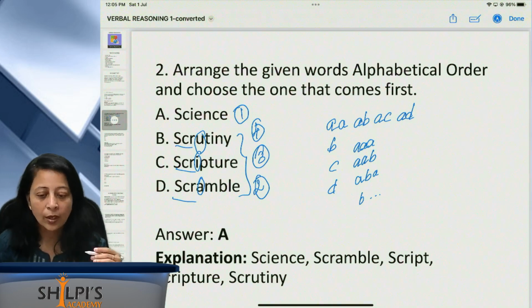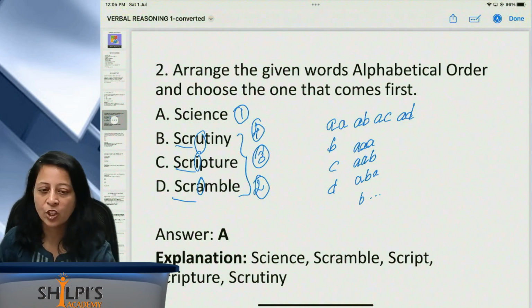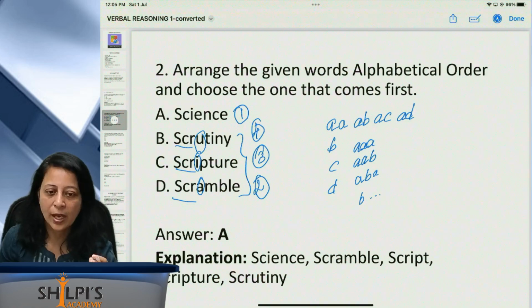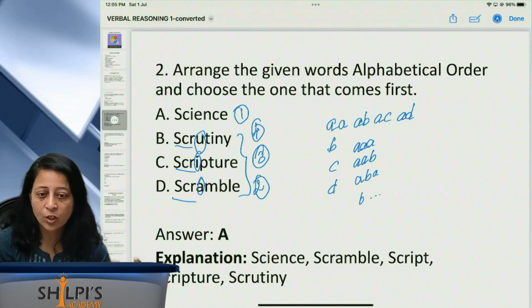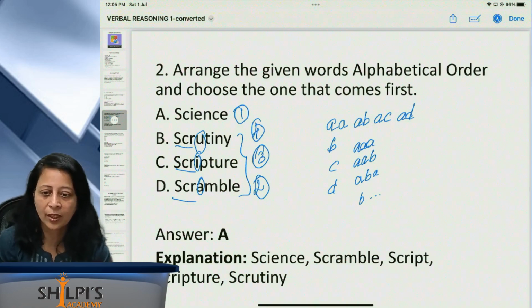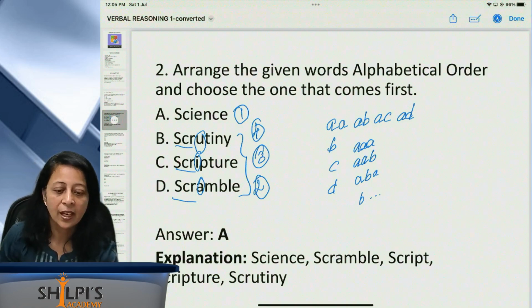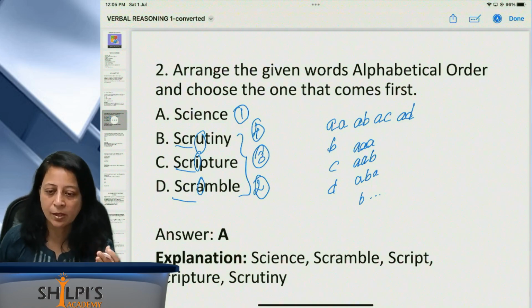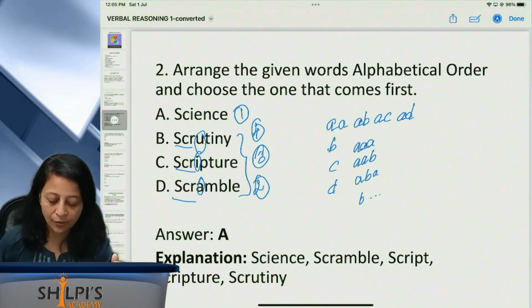So they will be giving you the four options for the arrangements. So choose the perfect arrangement. Arrange the words in alphabetical order and choose the one that comes first. So here, which comes first? That's what they have asked. They are not giving any other option. So out of A, B, C and D you have to choose which comes first. So you know that science comes first.